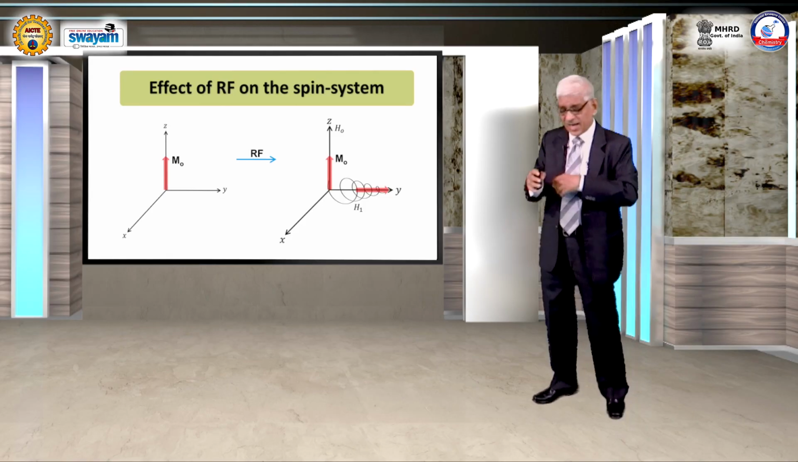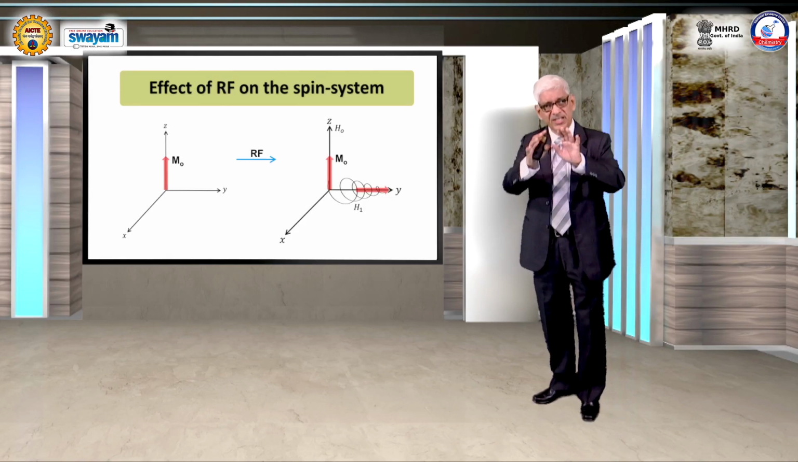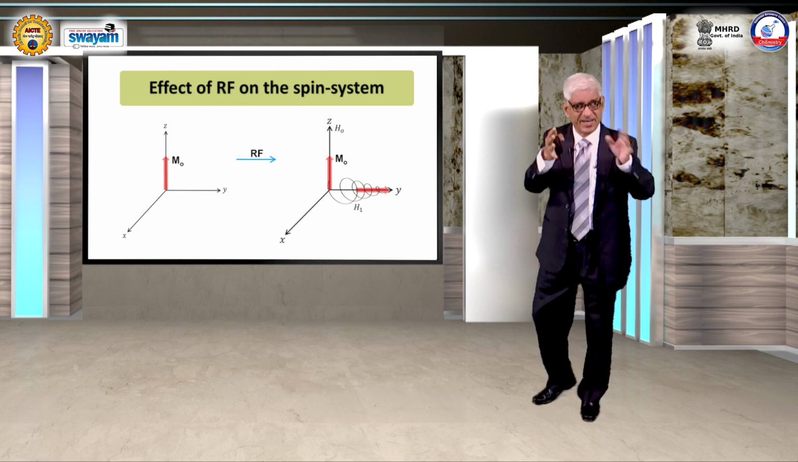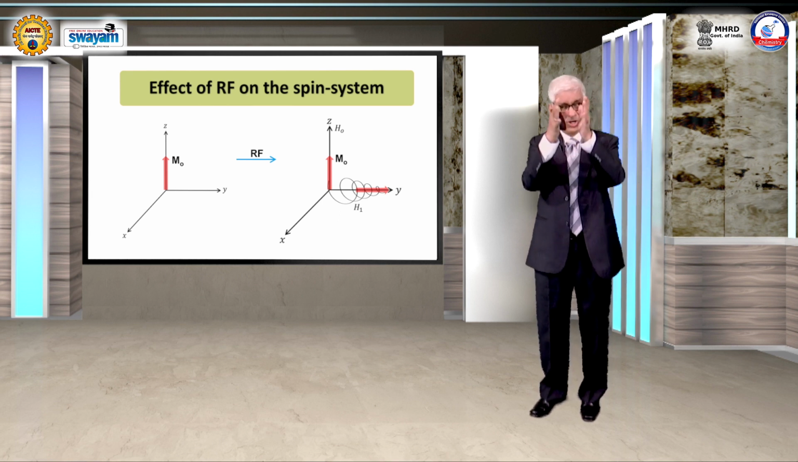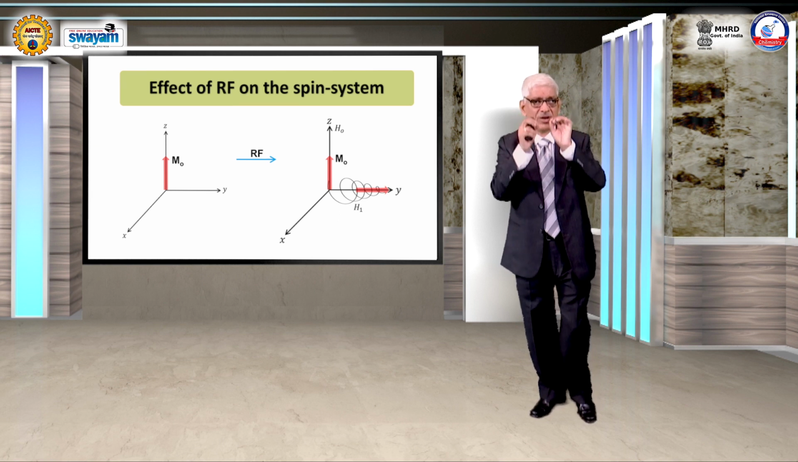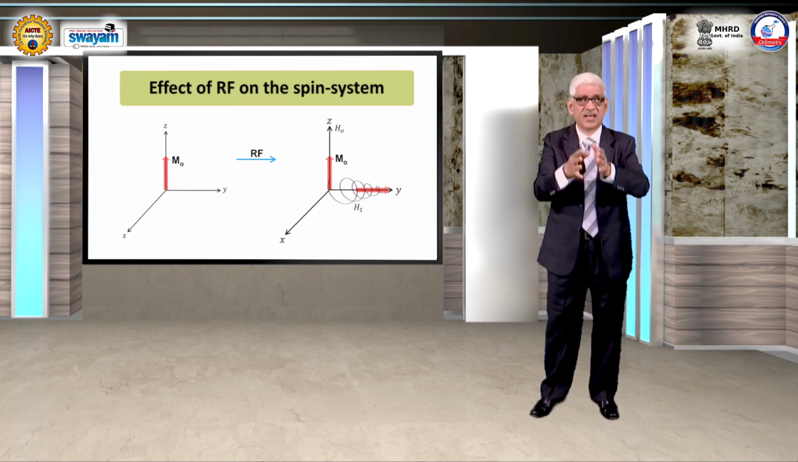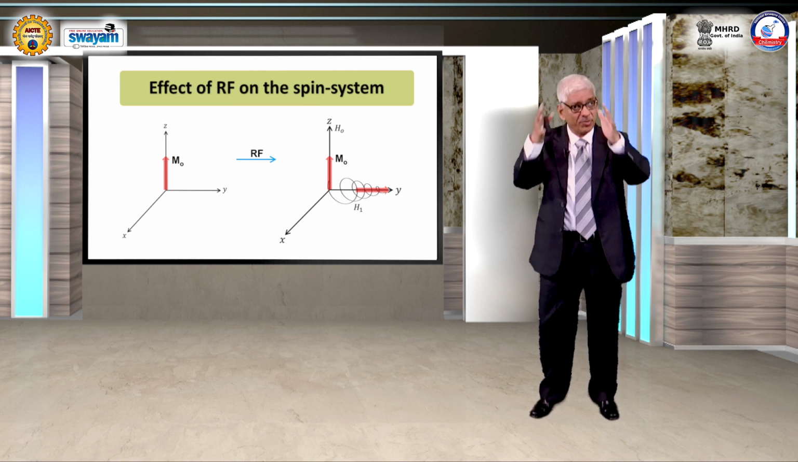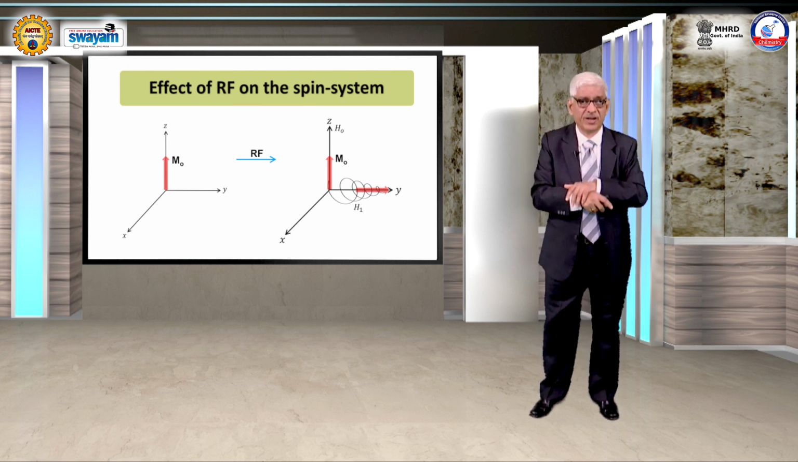Now another effect of the RF, as I indicated to you, is that it excites all of those spins. It will excite a larger number of spins in one go. Apply the RF pulse for a microsecond, and I am able to excite all the spins, because I have so many RF fields created with different amplitudes.